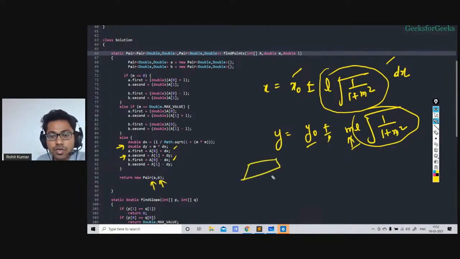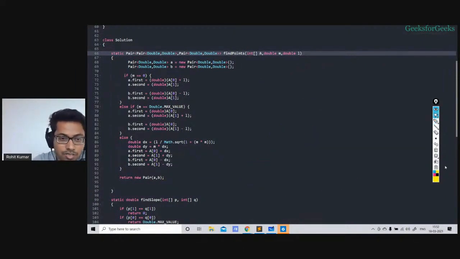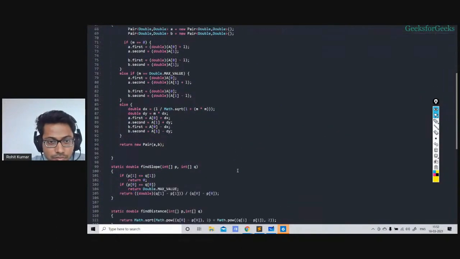So just to quickly refresh this, if this was my line AD and this was my circle, I'm returning this point as well as this point in this pair. So we are done till this point. Now let's come to the logic of how we are going to reject this particular point. All right, so let's come down.